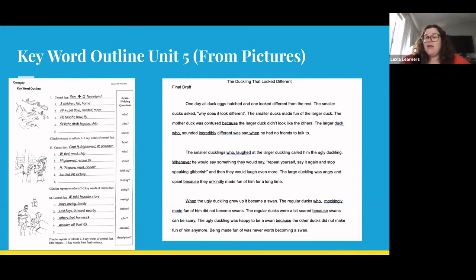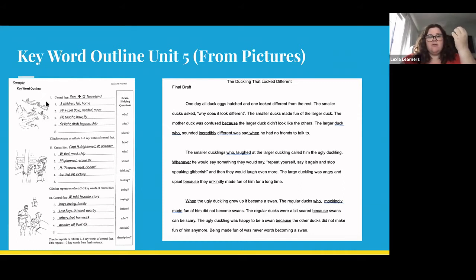That is totally fine, because all they have is a picture. A picture tells a thousand words, right? So they can choose whatever those words are going to be, and that is totally fine. With these keyword outlines, your central fact, your main idea, is what you can actually see in the picture.